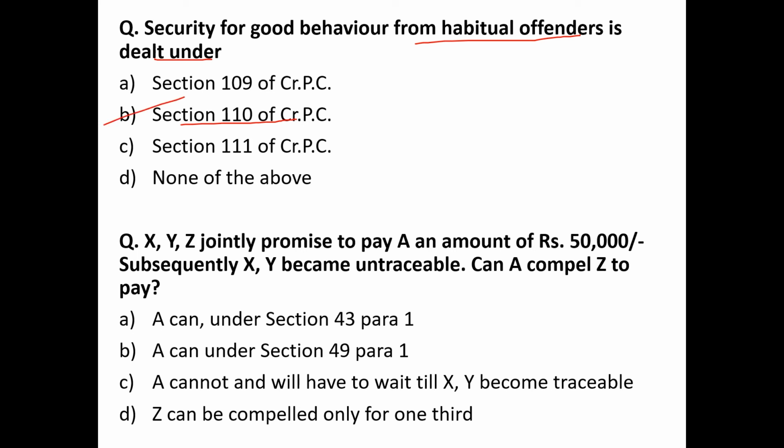Next question. Security for good behavior from habitual offenders is dealt under Section 110 of CrPC. Option B. Next question. X, Y, Z jointly promised to pay A an amount of rupees 50,000. Subsequently, X, Y became untraceable. Can A compel Z to pay? A can compel under Section 43 Para 1 of Contract Act. Option A.